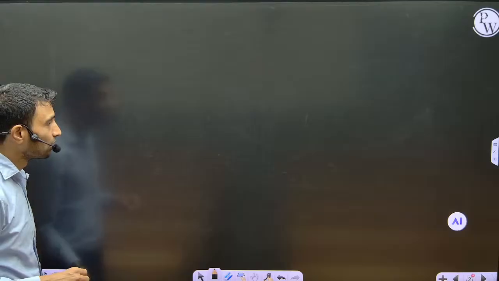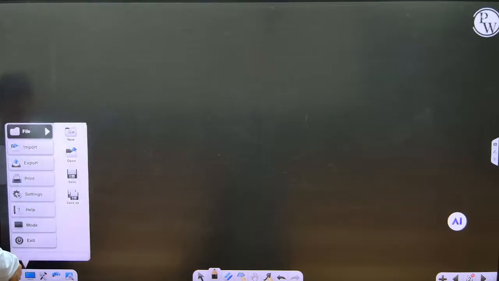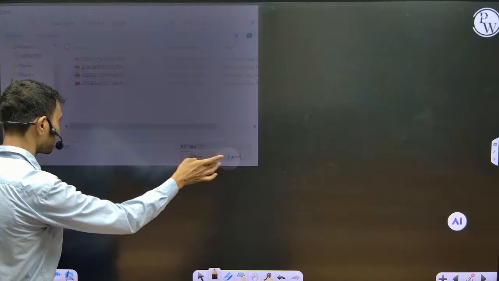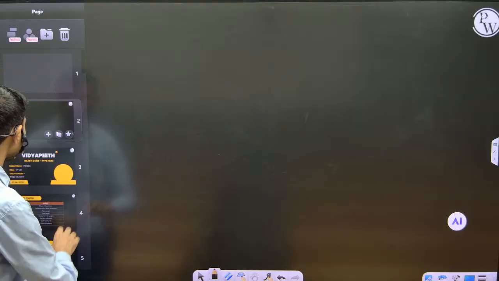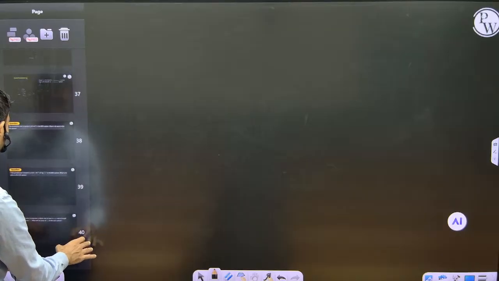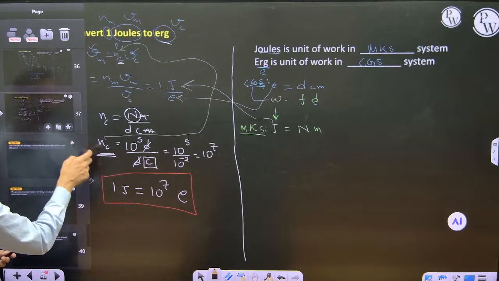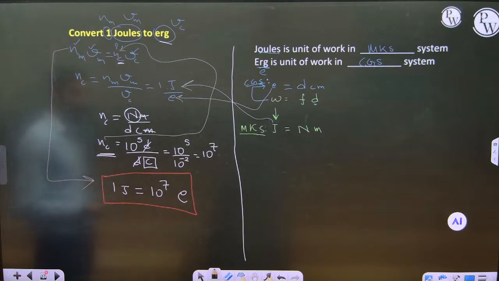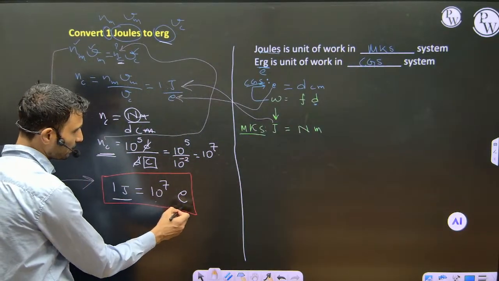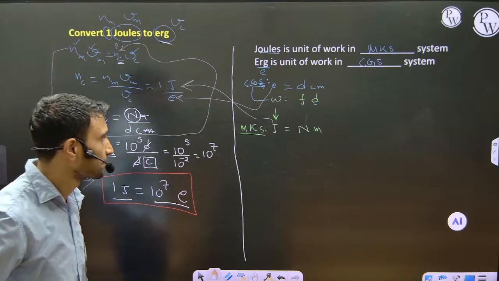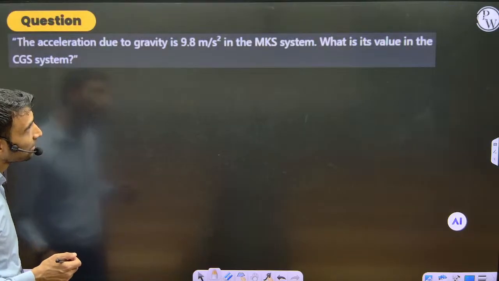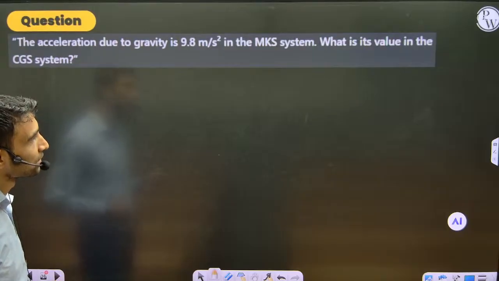Hello. Alright, kids. So let us continue with what we had started. So we had done till here, if you remember. We found out that 1 joule is equal to 10 to the power 7 ergs. Right? Alright. So let's go ahead. And there are a few more problems. Let's complete those also, and then we'll end this.